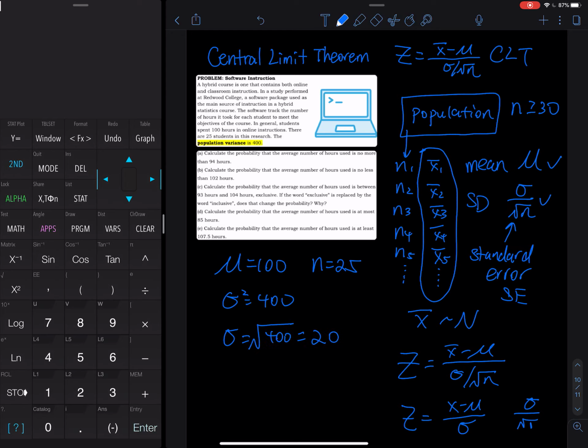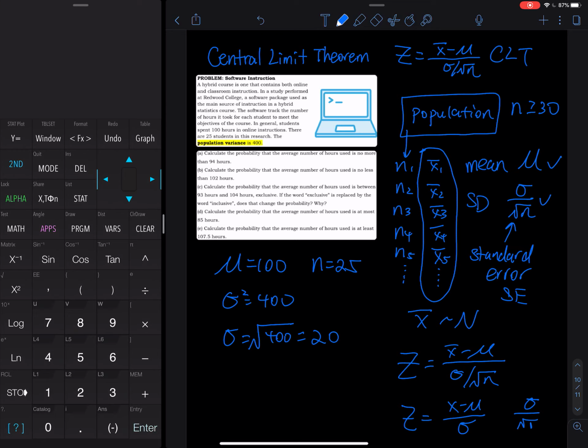Do you always take the square root? No, you have to read the problem. If they say population standard deviation, then you have your sigma, and you don't take the square root. If they give you a population variance, which is sigma squared, then you have to take the square root. So read the problem carefully. They won't highlight these things for you. They will just say population variance and leave the rest of the work to you. So now we've got everything we want. So what's the first problem asking?